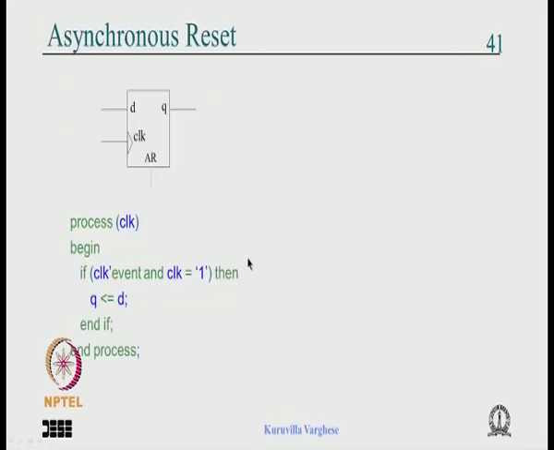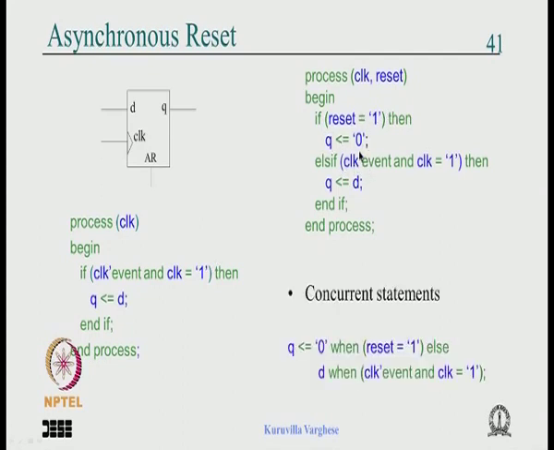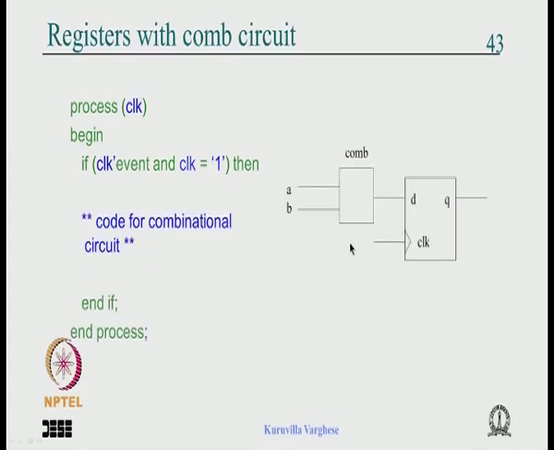We have seen how to incorporate asynchronous reset. Basically we put reset in the sensitivity list, and before the clock event you write if, then you get asynchronous reset. You can have an equivalent concurrent statement, and when you write some combinational behavior here you will get a combinational circuit before it, and that shows how to write a register preceded by a combinational circuit. You write the code like that.